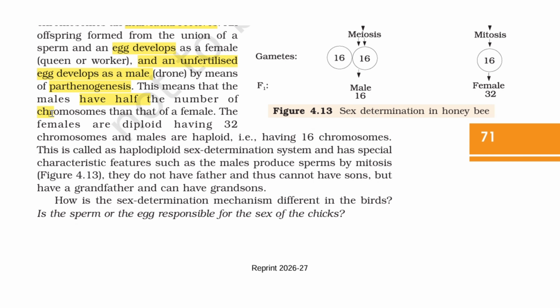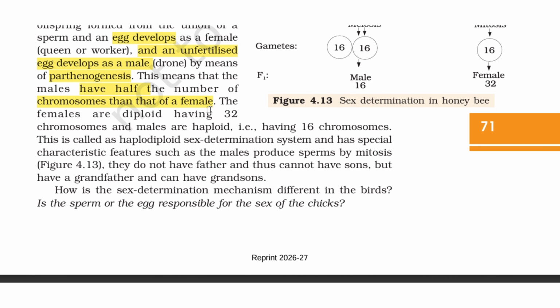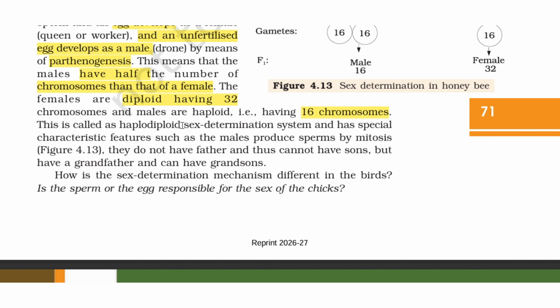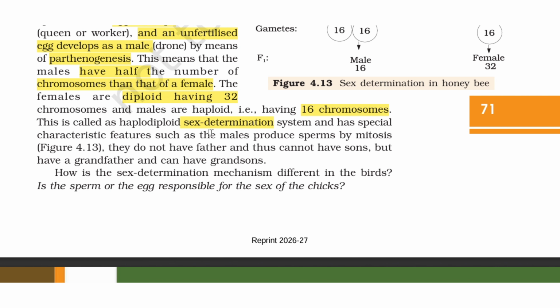This is called the haplodiploid sex determination system and has special characteristic features such as the males produce sperms by mitosis, figure 4.13. They do not have a father and thus cannot have sons, but have a grandfather and can have grandsons. How is the sex determination mechanism different in the birds? Is the sperm or the egg responsible for the sex of the chicks?